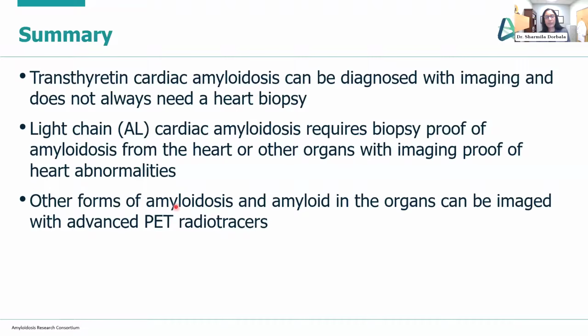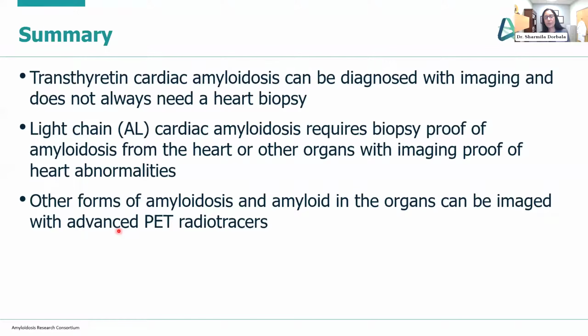So this is the summary of what we discussed so far. Transthyretin amyloid can be diagnosed with imaging, and we do not always need a heart biopsy. Light chain cardiac amyloid requires some form of biopsy proof, either from the heart or from the other organs. And you need to know that the heart is involved based on imaging.